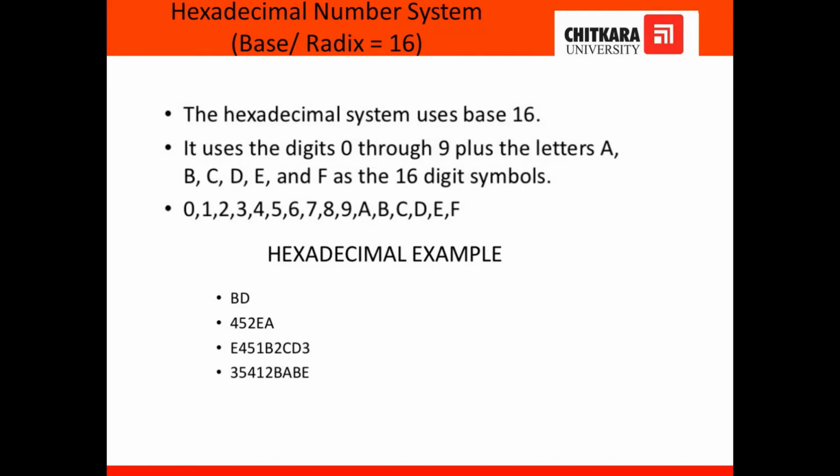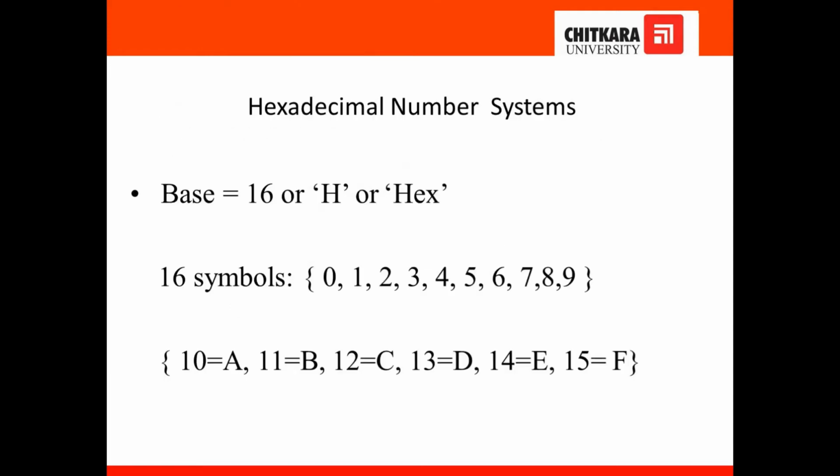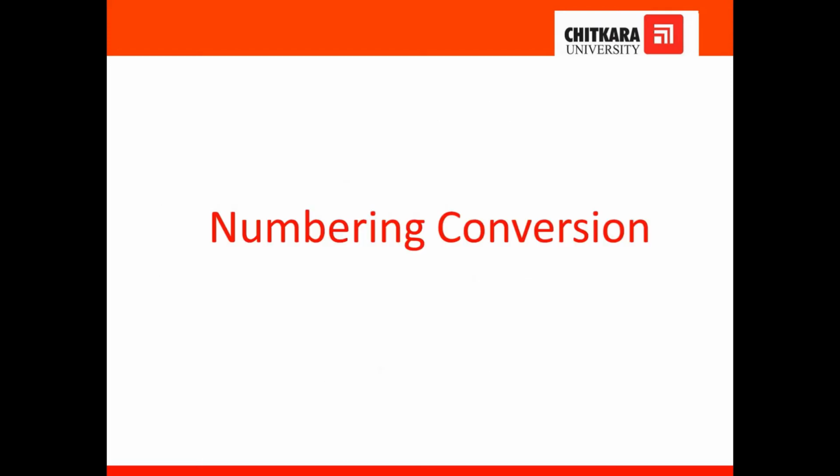So next is the hexadecimal. In hexadecimal we have the values 0 to 9, and after 9 we represent them with special characters, that is A, B, C, D, E and F. Fine. So in hexadecimal, A is equivalent to 10, B is equal to 11, C is equal to 12 and so on. Fine. And 16 is represented in the form of 10 when we count in hexadecimal. So this is basically number conversion.